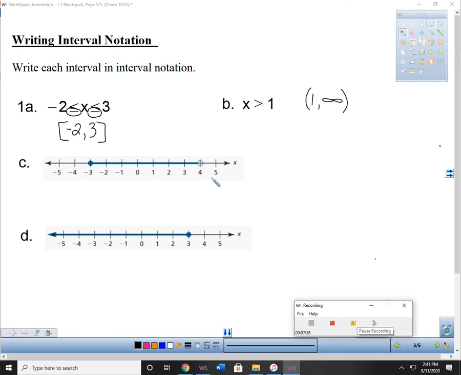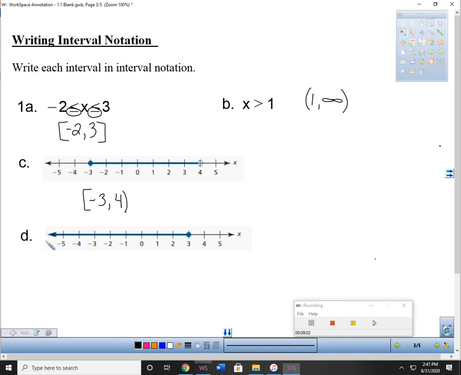All right, so if we look at this one, this is bounded, right? I'm shaded between 2 things. So I start at -3, and I go all the way to 4. I look at -3, it's shaded in, so that means I need a bracket. I look at 4, it's an open circle, so I need a parenthesis.